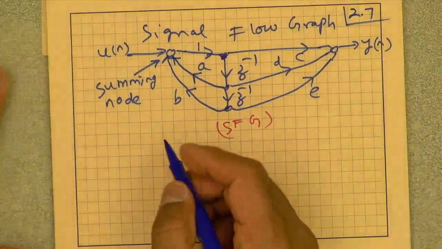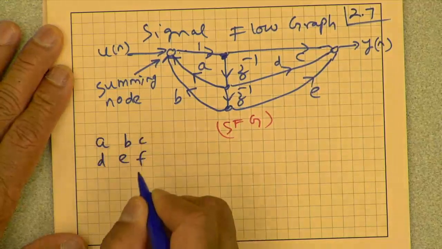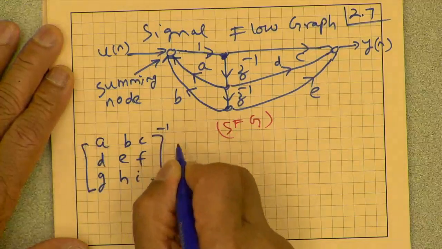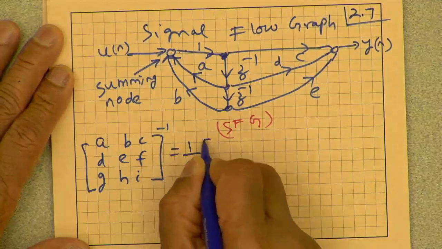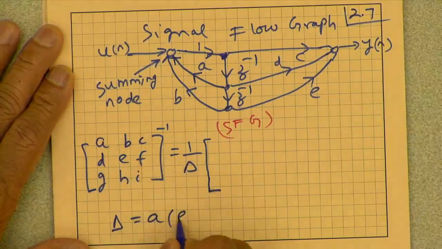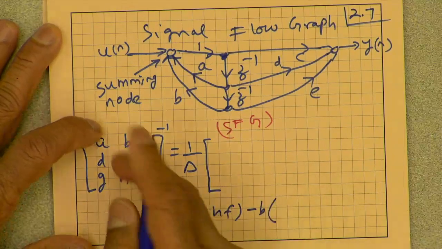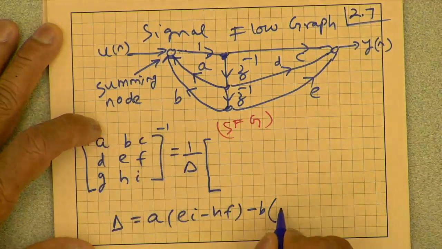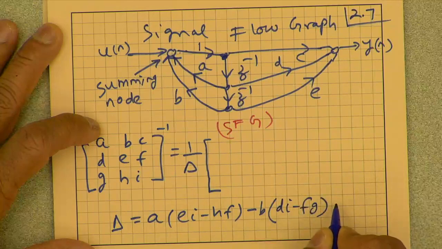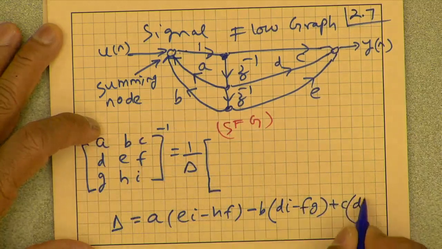I just want to write down for you the 3 by 3 matrix inverse, not that you cannot find that from any website, which is fine, but if we have any arbitrary 3 by 3 matrix, the inverse is going to be 1 over the determinant, and the determinant is going to be A times (EI minus HF) minus B times (DI minus FG) plus C times (DH minus EG).